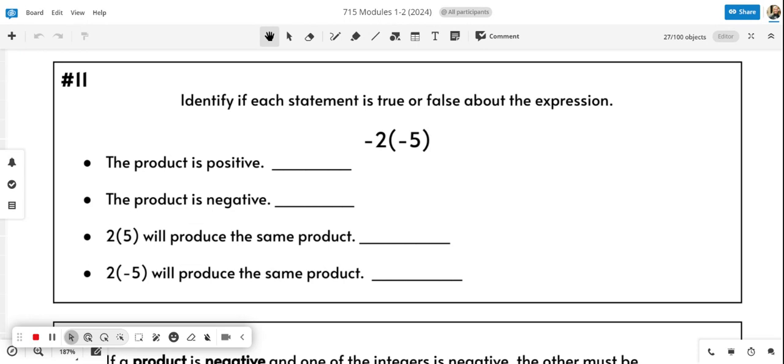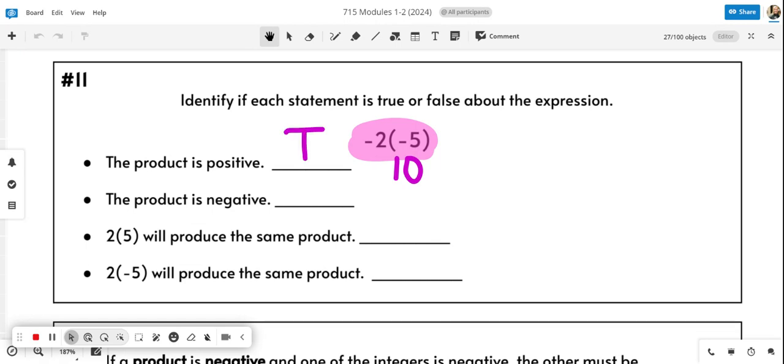So looking at it right here, I'm just going to emphasize this. -2 times -10. Well, in my head, I want to do that math first. Negative times a negative is a positive. 2 times 5 is 10. Okay, the product is positive. Is that true? Yes, because I'm multiplying two negatives.